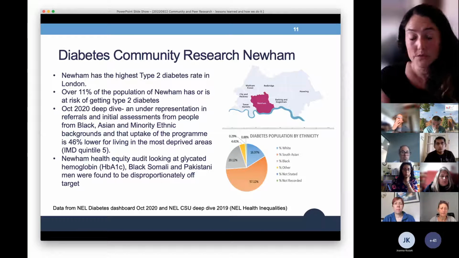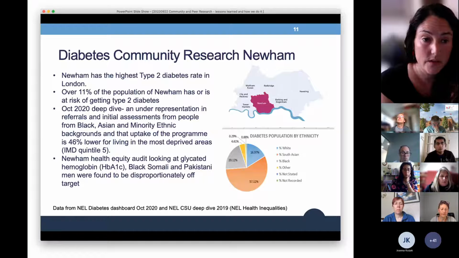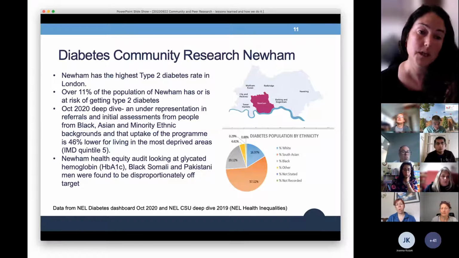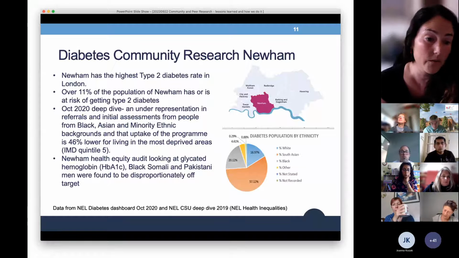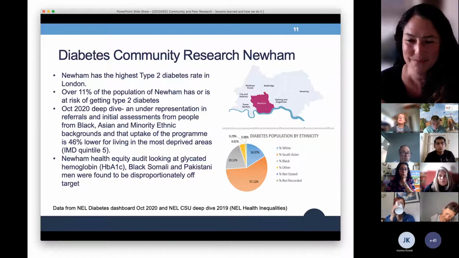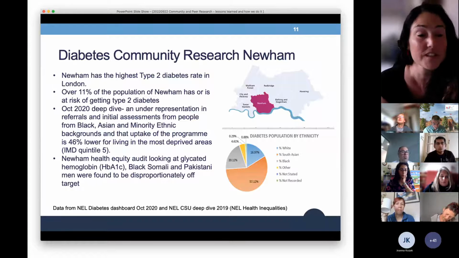To be more practical about what we're doing in Newham, and to give you an example, I want to talk to you a little bit about the diabetes community research project that we're doing in Newham. Just a very quick overview. You don't need to have all this information, but just for those of you that are particularly interested.